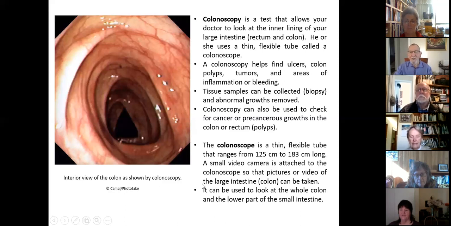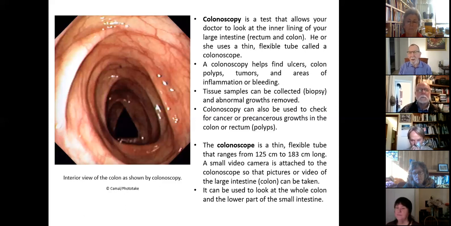A video camera is attached to the colonoscope, and pictures are taken, obviously video as well, and it can be used to look at the whole colon. Now, this gives rise to a question about the ascending colon that we looked at some time ago, where the cancer was. This statement here that this can be used to look at the whole colon and the lower part of the small intestine, you would imagine would require an extremely long endoscope.